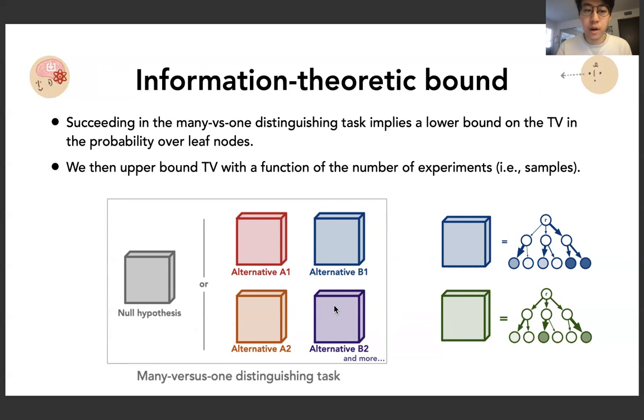In particular, it's the total variation distance between the leaf node distribution when the underlying state is the maximally mixed state and that for the average of all these alternatives. And then what we will do is upper bound the total variation distance with a function of the number of experiments, equivalently the number of samples.